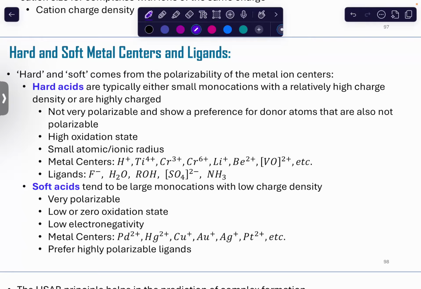Okay. So the soft acids are basically just the opposite. Large cations, low charge density, very polarizable, low electronegativity, and you get some metal centers down here. And then highly polarizable ligands.